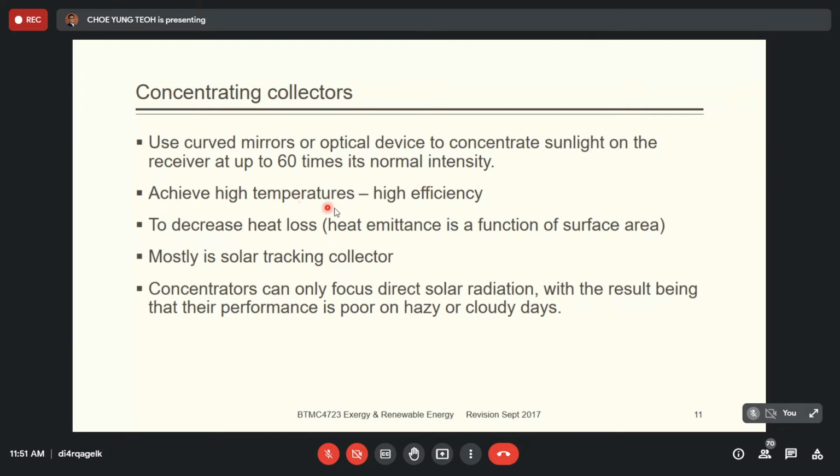So we achieve high temperature, which gives high thermal efficiency. This means that previously, using the flat plate collector, you were not able to boil the water. But using a concentrating collector, yes, you can even boil water up to 1000 degrees Celsius. So it's much more than enough to run the steam turbine.